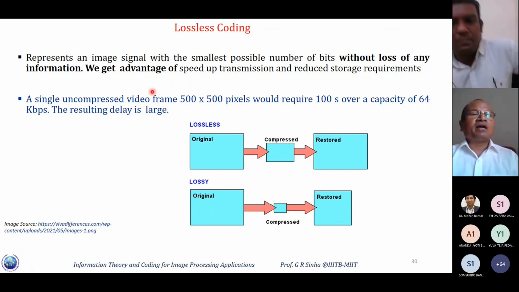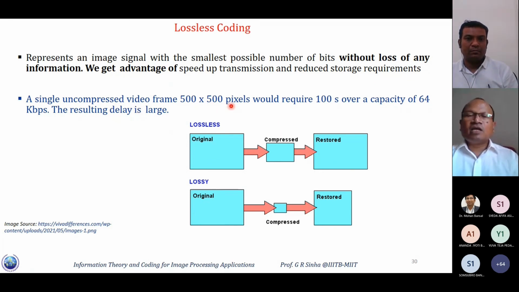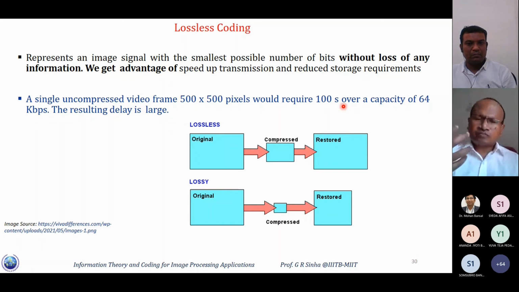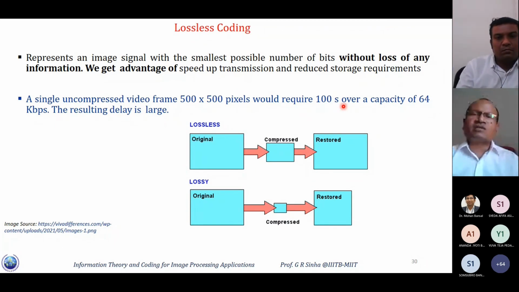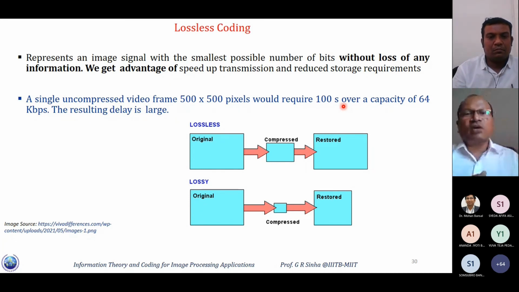Let's say a simple uncompressed video of 500 by 500 pixels. If it requires 100 seconds over a capacity of 64 kbps, the resulting delay is very large. The delay is 100 seconds and the data speed is very low because the dimension is very big. So what is the way out? You can reduce the dimension so that it will take less time and your capacity will not be that much loaded. So the speed up is automatically obtained.